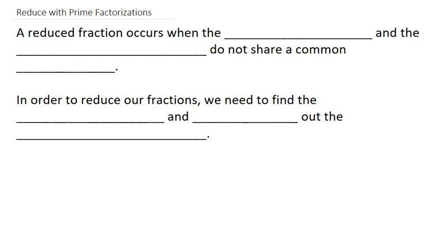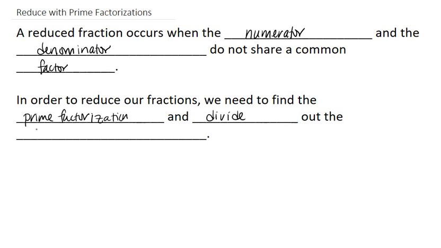Reduce with prime factorization. A reduced fraction occurs when the numerator and the denominator do not share a common factor. In order to reduce our fractions, we need to find the prime factorization and divide out the common factor.